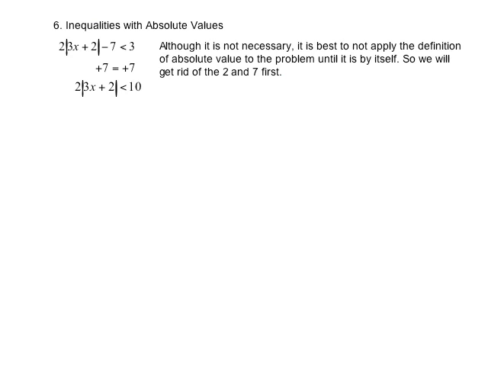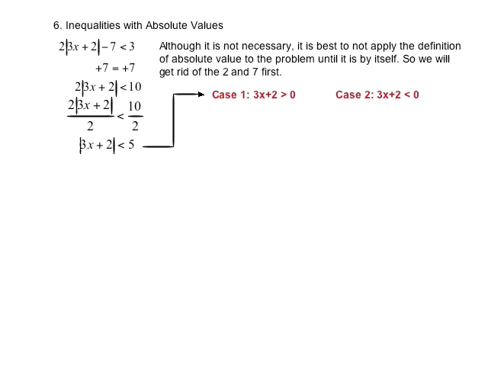Now we need to get rid of the 2, so what do we need to do? That's right, divide both sides by 2. So we're going to get the absolute value of 3x plus 2 is less than 5. Now since we have the absolute value by itself, we can apply our definition to our two cases. Case 1, we're going to consider 3x plus 2 is greater than 0. In case 2, 3x plus 2 is less than 0. Now can you tell me what's going to happen once we try to do both of these when we're using that definition? Okay, now let's see what does happen.